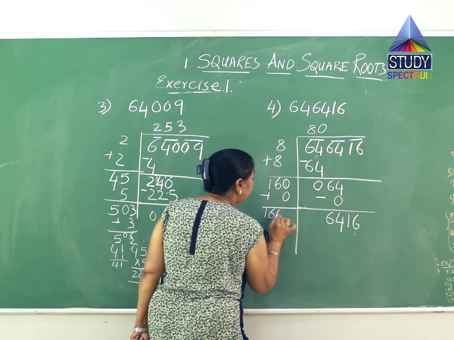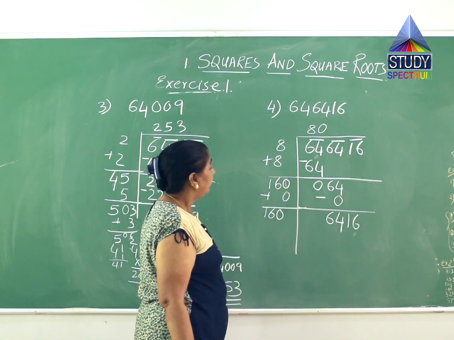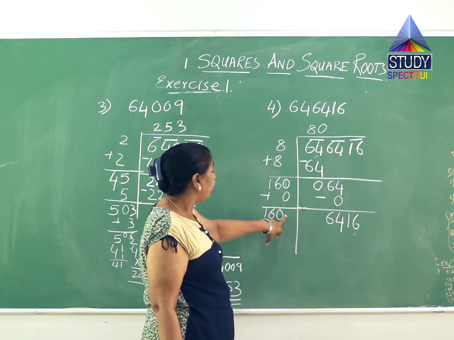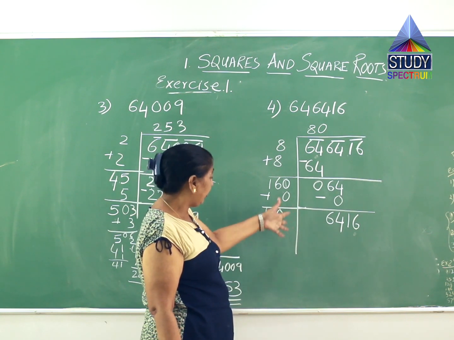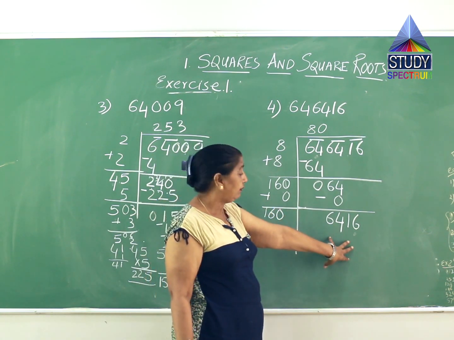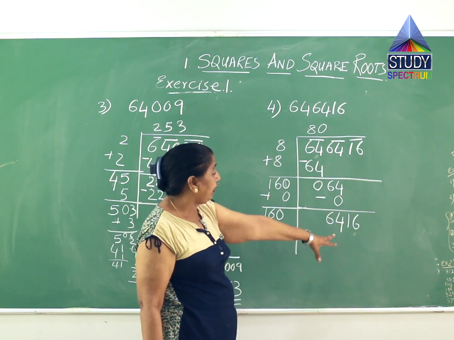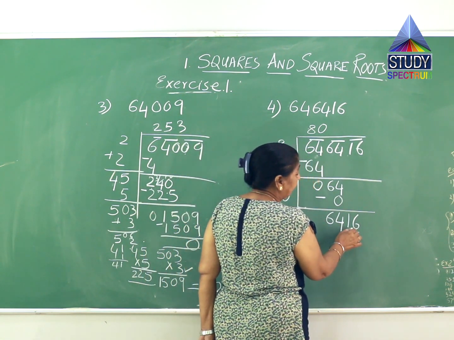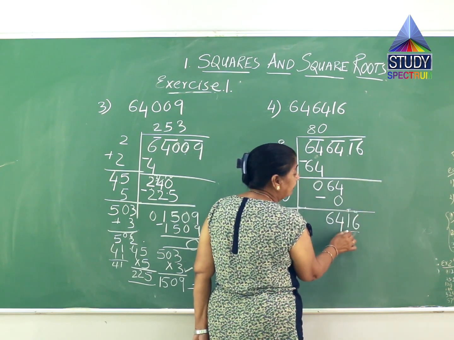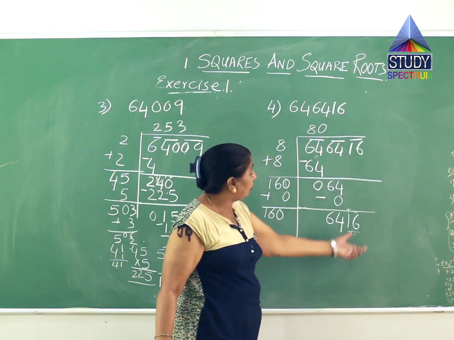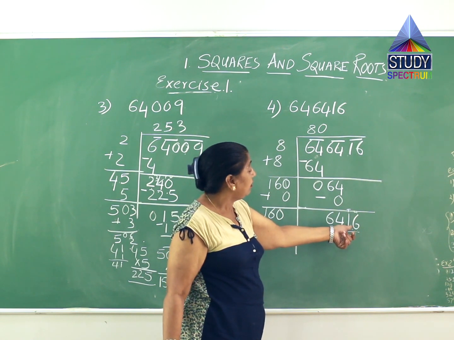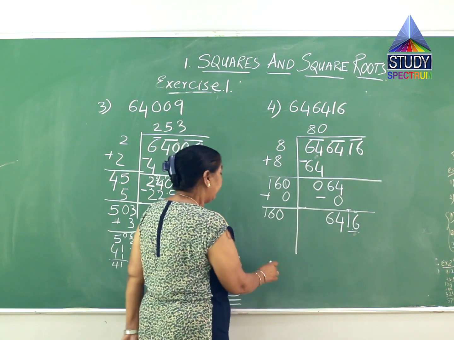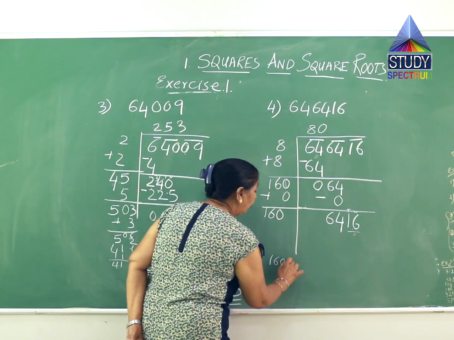This will give me 160. Now I have to take such a number over here so that multiplying by the same number, it should give me this number. By looking at this, you apply the divisibility test and see that the last unit and tens place digits form 16, which is divisible by 4. So I can try with 4.